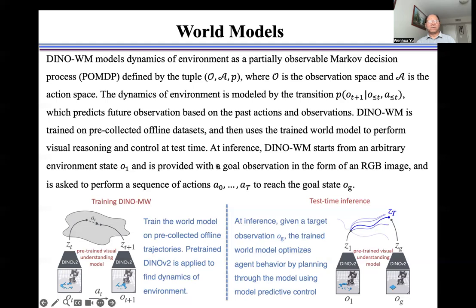state OG. As shown here, during training, we train the world model on pre-collected offline trajectories. The pre-trained DINOv2 is applied to learn the dynamics of the environment. This is test time inference. At inference, given a target observation OG, the trained world model optimizes the agent behavior by planning through the model using model predictive control.